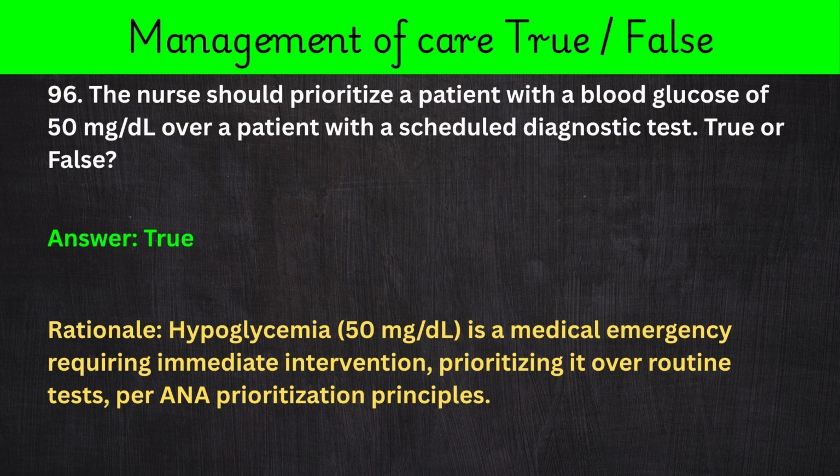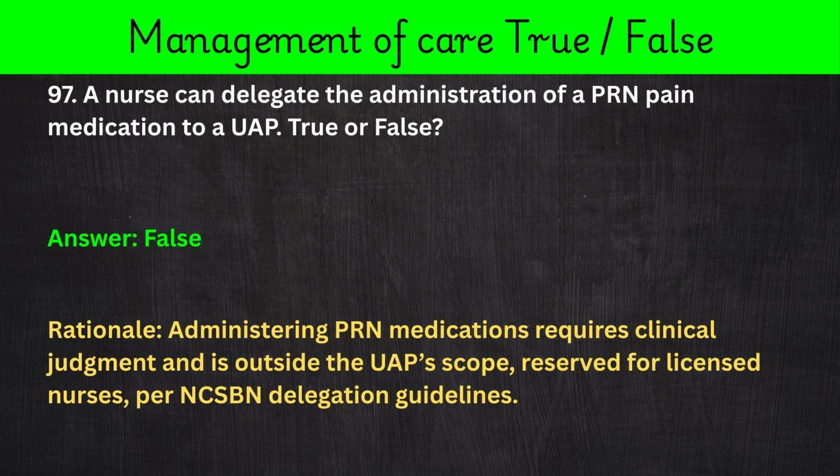96. The nurse should prioritize a patient with a blood glucose of 50 mg per deciliter over a patient with a scheduled diagnostic test. True or false? Answer: true. Rationale: hypoglycemia, 50 mg per deciliter, is a medical emergency requiring immediate intervention, prioritizing it over routine tests, per ANA prioritization principles.